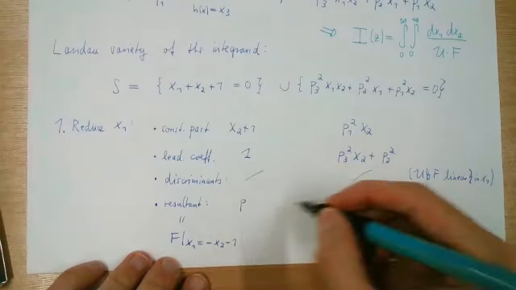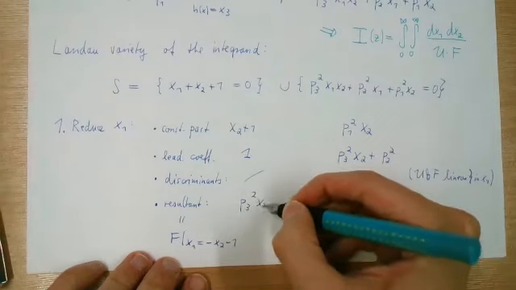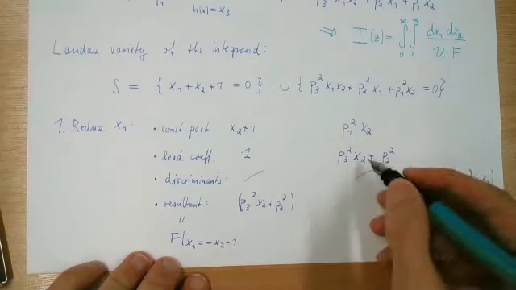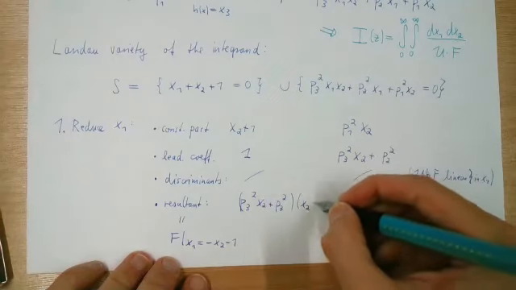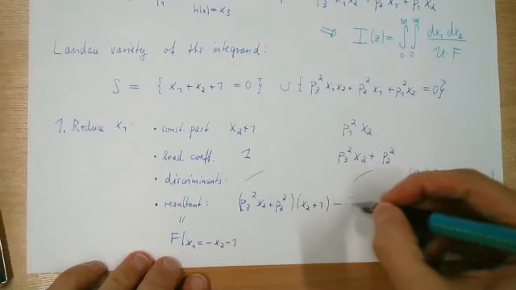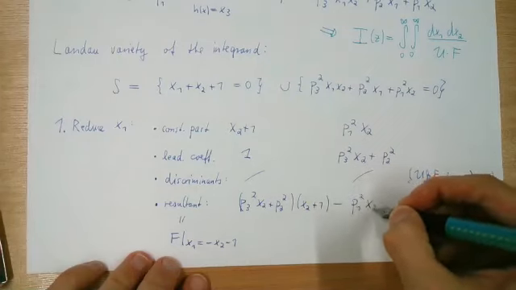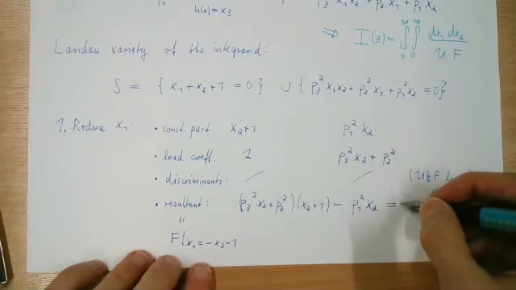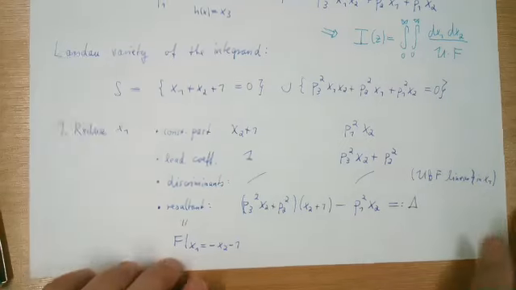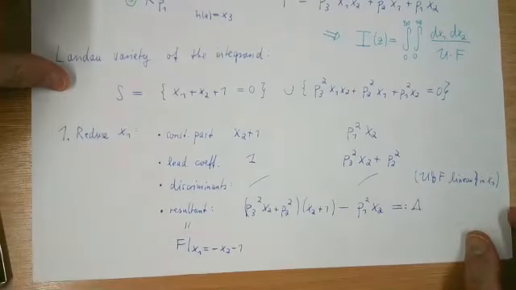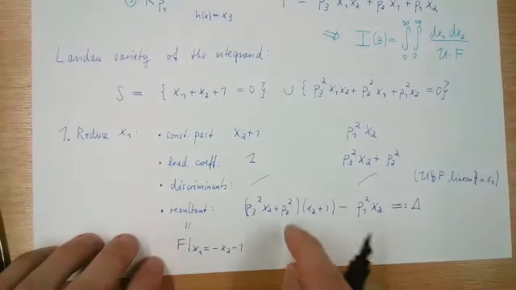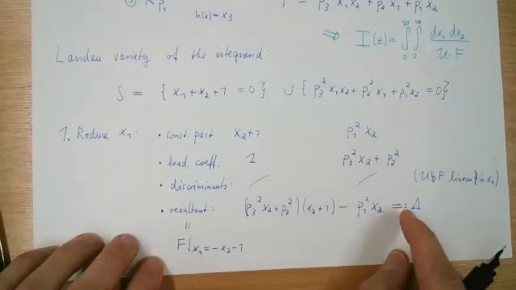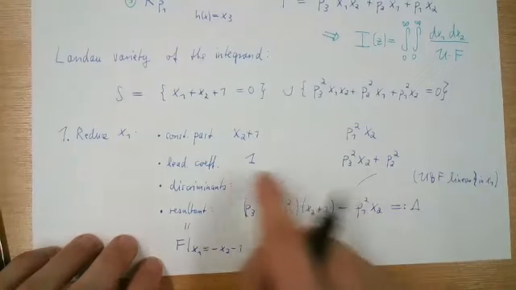So it's something like p3 squared x2 plus p2 squared. You plug in x1 being x2 plus 1, I just changed the sign here, minus p1 squared x2. Okay, so this is a polynomial. Let me call it delta. And this is it, right? We've done everything. So whenever any of these vanishes, this is a potential singularity for the function you get after integrating out x1.